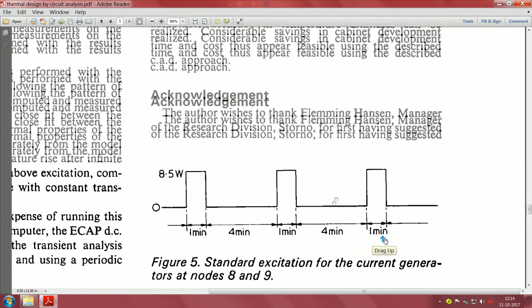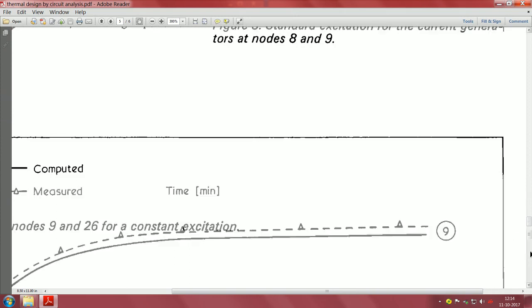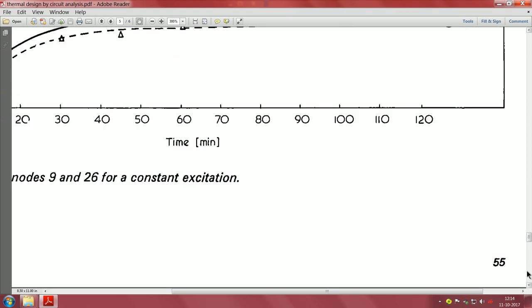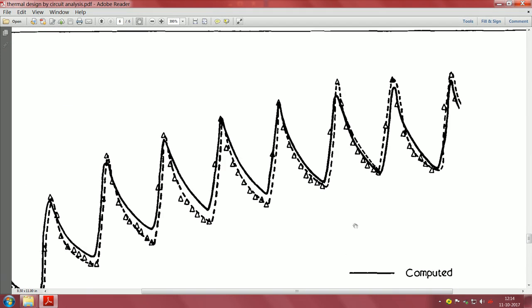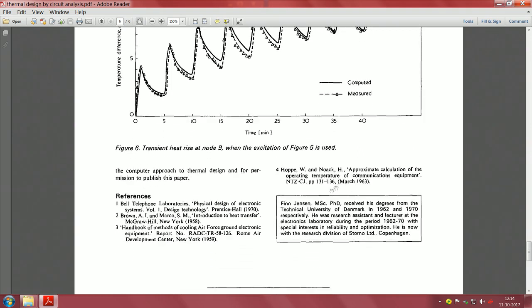Then the next page is probably full of all the acknowledgements. I also acknowledge all these, and probably Physical Design of Electronic Systems is the same book which we also referred to when we were doing these things.